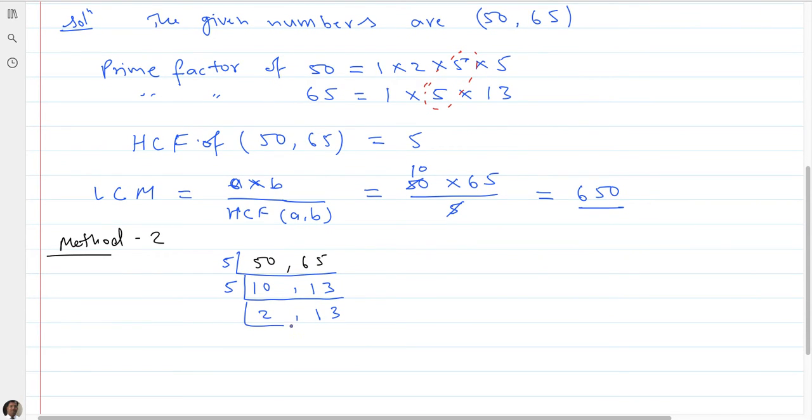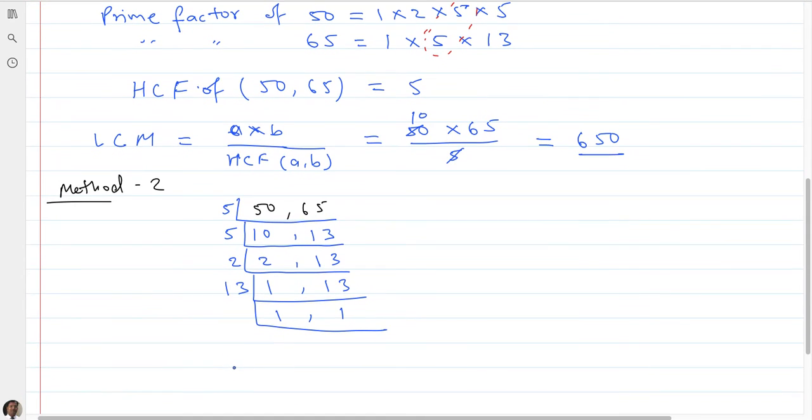Next we can see that 2 can be divided by 2, it will come 1, and 13 cannot be divided by 2, so it is written the same. Next again we will see 13 can be divided by 13, and 1 will be as usual. We have to divide by some common divisor until we get 1.